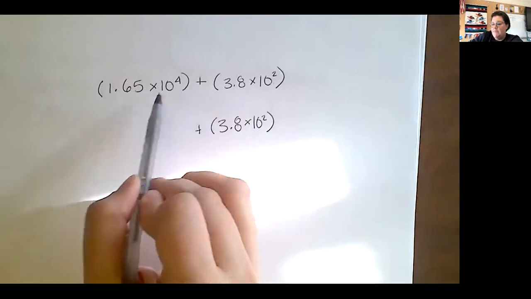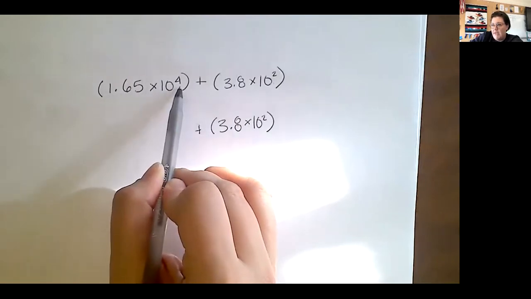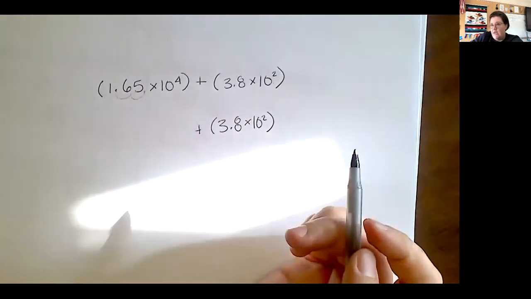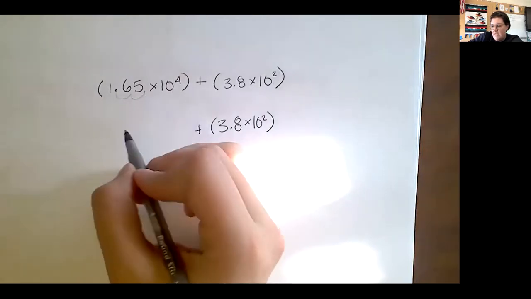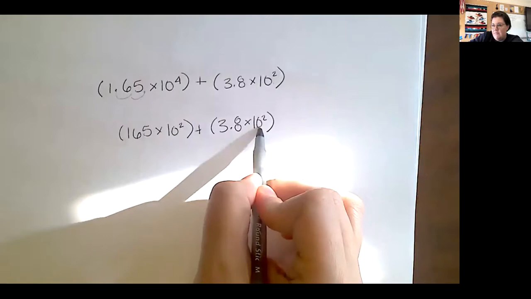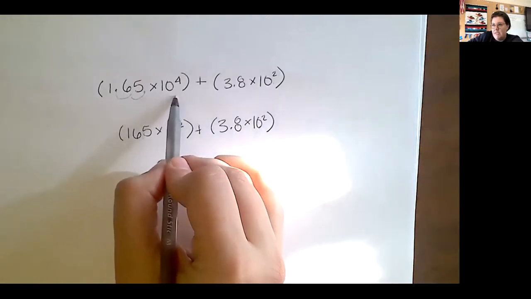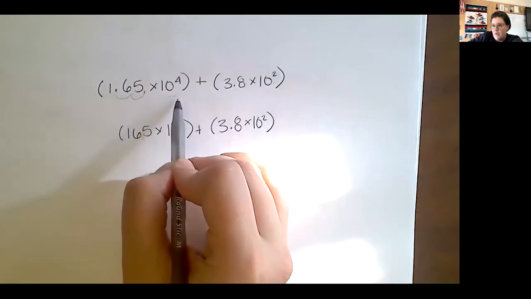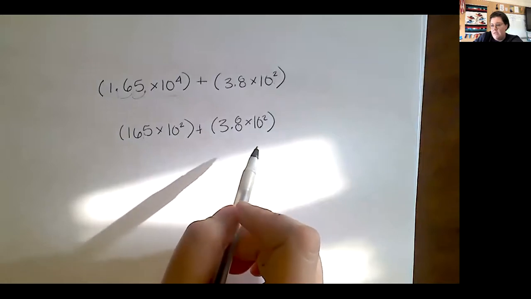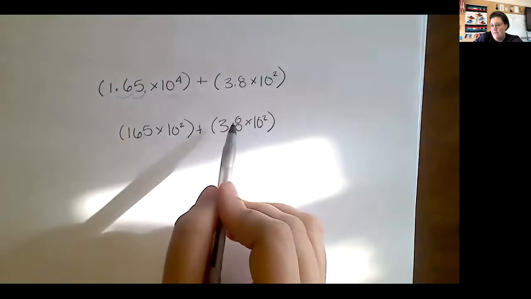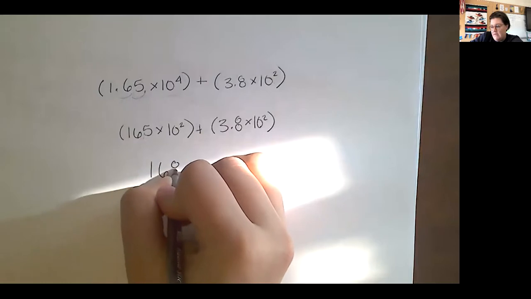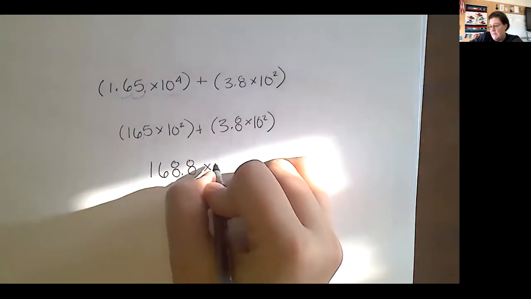So what we need to do here is move the decimal. We want to get the 4 down to a 2, so we need it to be 2 less. So we need to move the decimal 2 down. So instead of 1.65 times 10 to the fourth, it then becomes 165 times 10 to the second. Now we have matching powers of 10. This is correct because we've used what we've learned about exponents to move the decimal. So now we have 165 plus 3.8. The powers of 10 remain the same. So if I do this one, I could probably do in my head: 165, 166, 167, 168.8. So my answer is going to be 168.8 times 10 to the second.